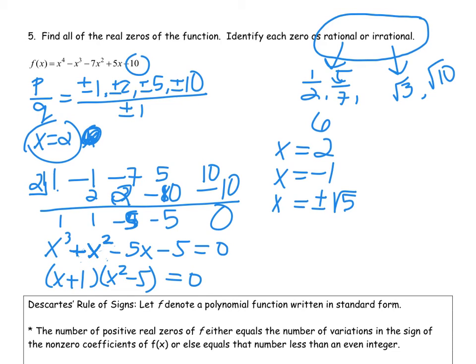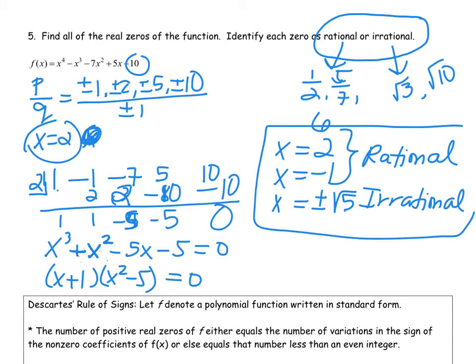Now I need to answer the rational, irrational part. So 2 and negative 1, those are my rational zeros. And then plus minus root 5, that one is my irrational zero. Okay, now just to make something clear, when I do my P over Q, if I look back at my P over Q's, those are only for rational zeros. You see root 5 and all those numbers do not appear on that list. So P over Q only gives me rational zeros.